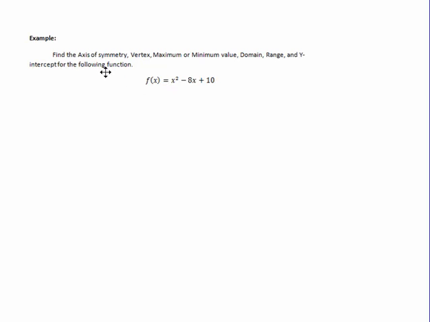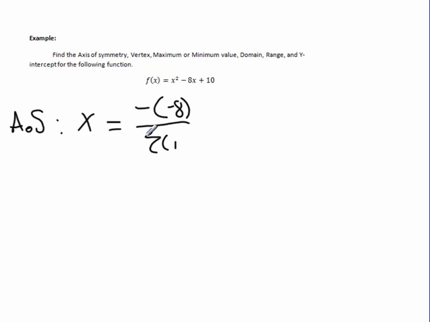So now I'm going to find the axis of symmetry. x equals the opposite of b, which is negative 8, so the opposite is 8, over 2 times a, which is 1. 2 times 1 is 2, and here I get 4. So my axis of symmetry is the line x equals 4.